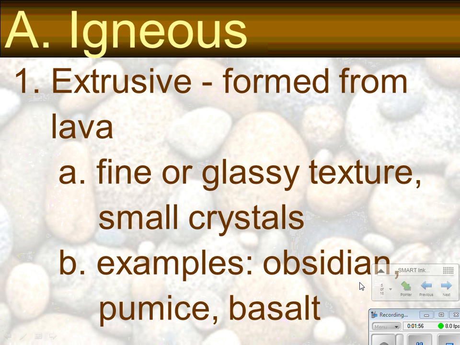The first type is extrusive. Extrusive, think about the word exit. Extrusive is formed from lava, which is outside of the earth. If you exit the earth, you'd be lava. You're outside of the earth. And extrusive igneous rocks are going to have a fine or glassy texture, with small crystals, because they're going to cool very quickly since it's so cool outside.